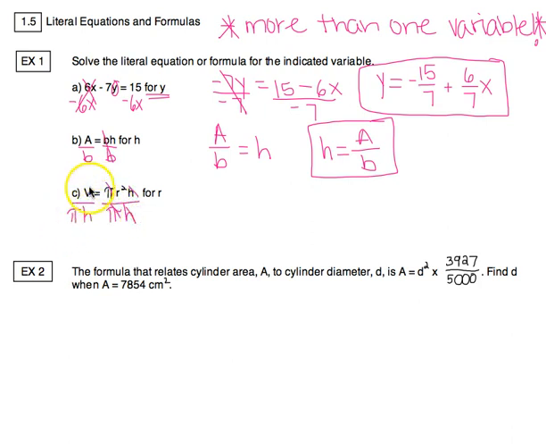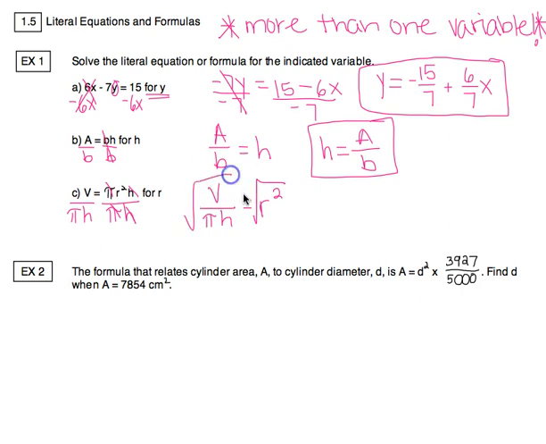Again, not like terms. There's nothing I can do to simplify what's now on the left. It's going to stay V over pi h, and now equals r squared. Now, I have r squared. I need r. So we undo squareds, you learned in Algebra 1, with square roots. So I'm going to square root both sides.